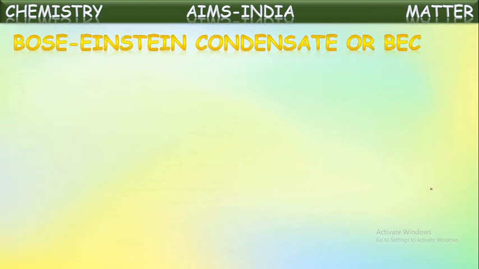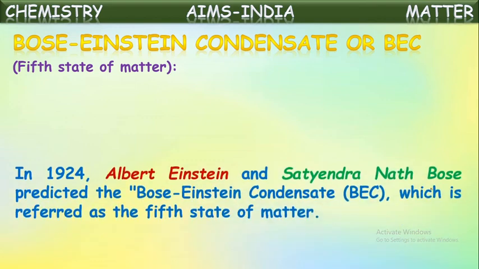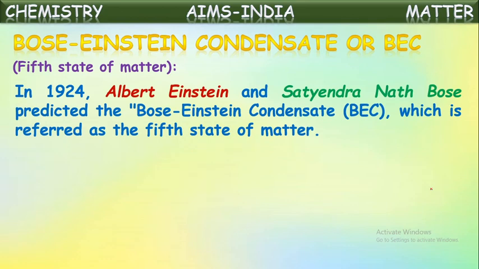And next, the fifth state of matter, that is Bose-Einstein Condensate, which is simply called BEC. In 1924, Albert Einstein and Satyendranath Bose predicted the Bose-Einstein Condensate, simply BEC, which is referred to as the fifth state of matter. How does it form? We said just now, when we heat a solid, it converts into liquid form. If we heat a liquid, it converts into gaseous form. If we heat a gas at very high temperatures, it converts into plasma.